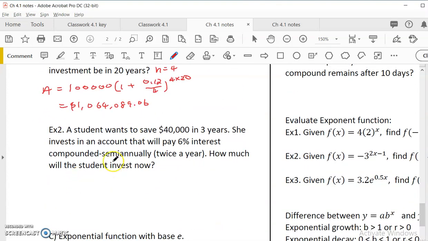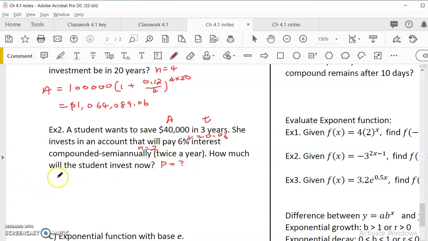So this is another example about compound interest. The student wants to save 40,000. That means he or she wants to have this amount in 3 years. So t is this, and this is the final account amount that he or she wanted. She invests in an account that pays 6%, so this is r, but it's not 0.6, it's 0.06. Compounded semi-annually. That means every year you get 2 interest payments, so n is equal to 2. How much will the student invest now? That means what is P, right?